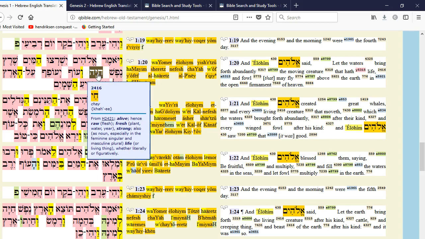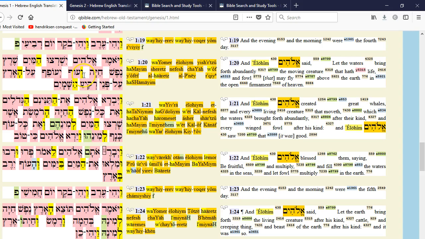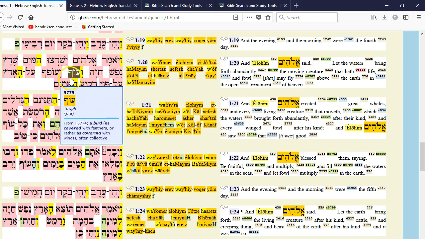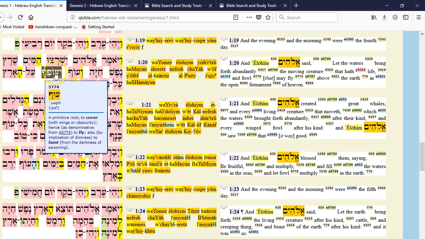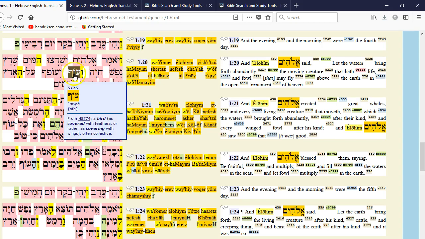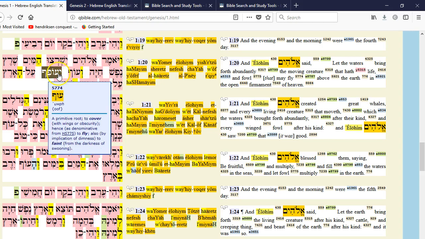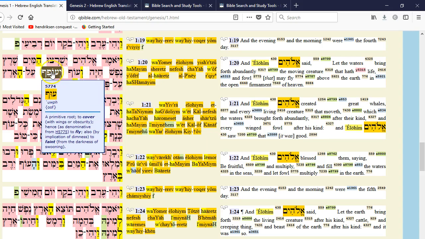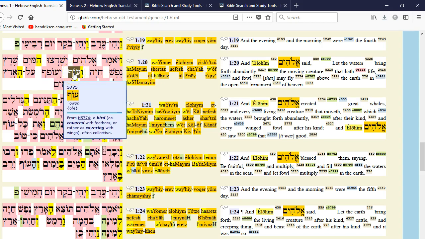Exists. Oop, and we got Oop, Eo Upap. So, the whole thing about fowls, if you do a cross-reference search on this word 5775, oop, and then right after that, eoopop, flying, okay? Flying, flying. They are creatures.